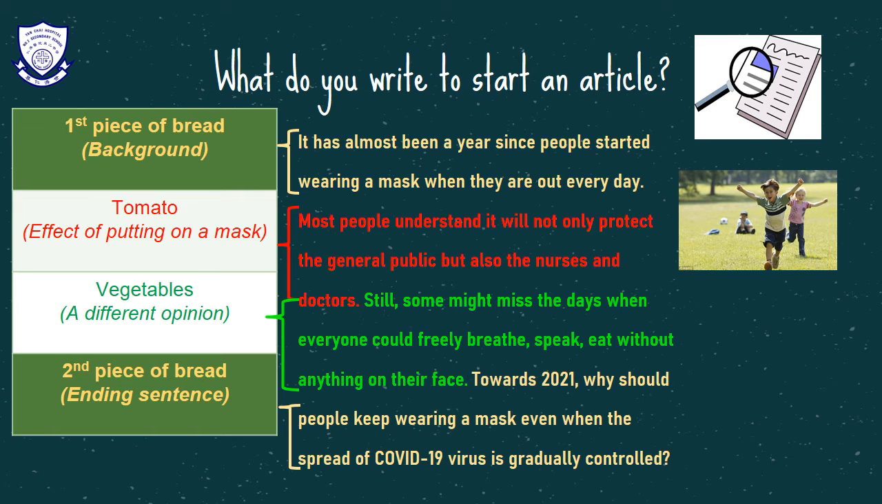It is a different opinion, but it is quite understandable because nobody would like to keep wearing a mask every day for the rest of their life. So the last sentence, towards 2021, why should people keep wearing a mask even when the spread of COVID-19 virus is gradually controlled? And it should be regarded as the second piece of bread, as well as the ending sentence of this paragraph.